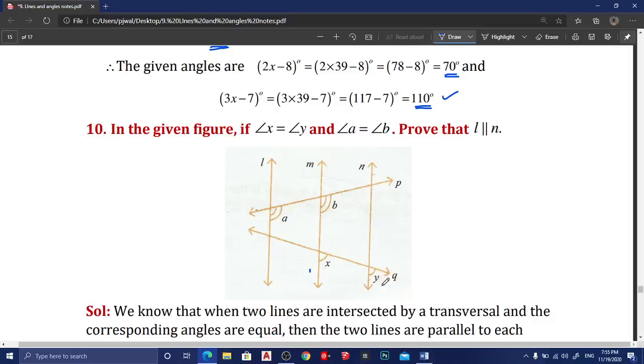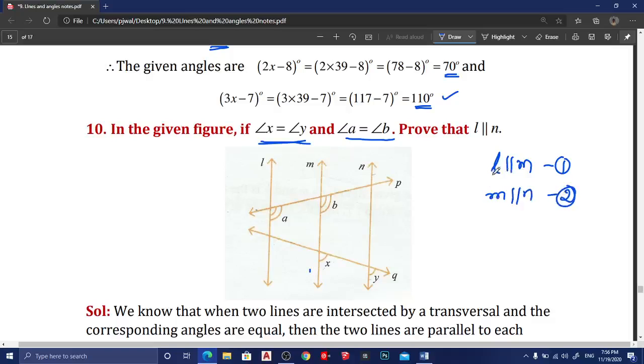Since these two corresponding angles are equal to each other, we can tell that line M and line N are parallel to each other. This is the second step. First you prove that L is parallel to M. This is the first step. By using these two angles, since these two corresponding angles are equal, L is parallel to M, as you proved just by seeing the figure. Next, since these corresponding angles X and Y are equal to each other, you prove that M is parallel to N. This is the second step.